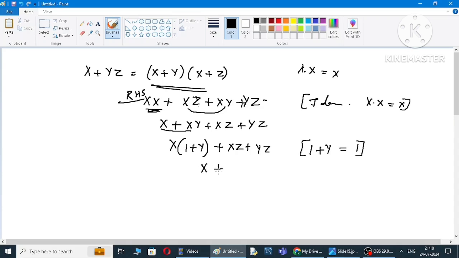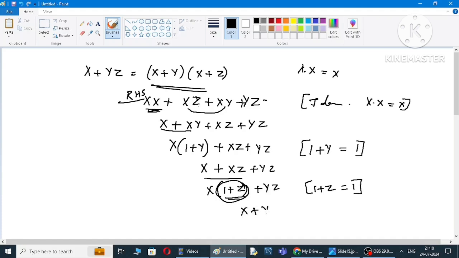X dot x is x. So x plus xz plus yz. Now in this, take x outside commonly. Again you will get 1 plus z plus yz. This 1 plus z again, according to the property of 1, is 1. So this term will become 1. So x plus yz, which is equal to the left hand side.